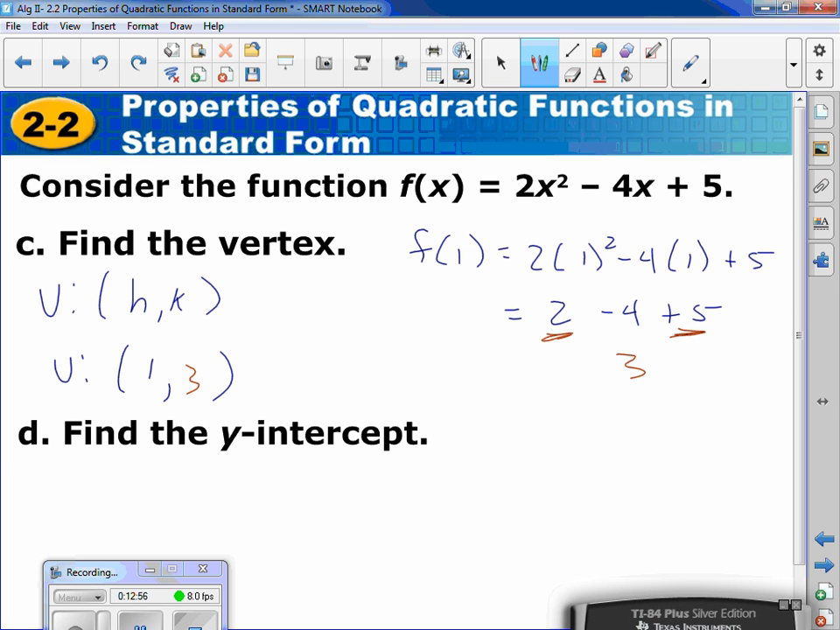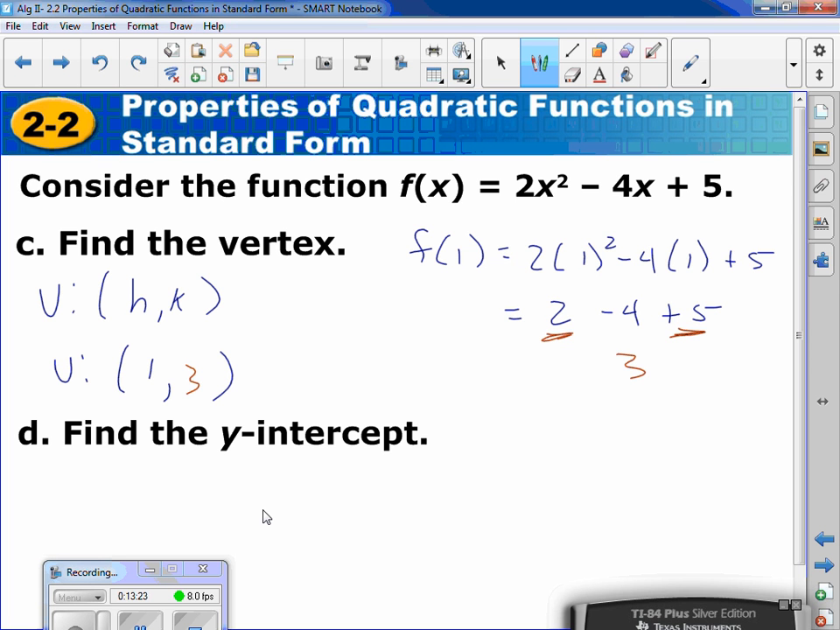That's a lot easier than going, what's 2 minus 4? Negative 2. What's negative 2 plus 5? 3. It's a lot easier putting all the positives together, all the negatives together, and then just doing the subtracting once. How'd I get this 2? 2 times 1 squared.